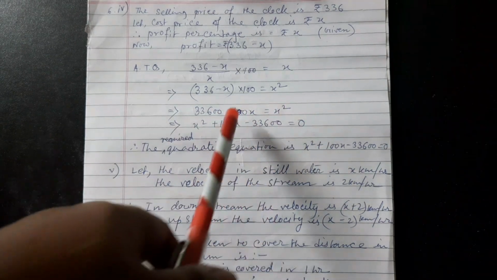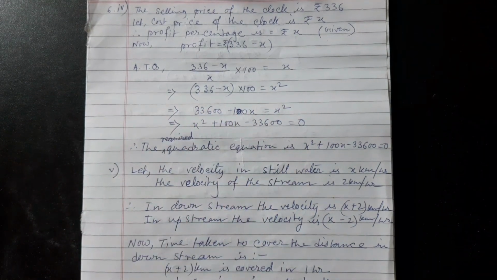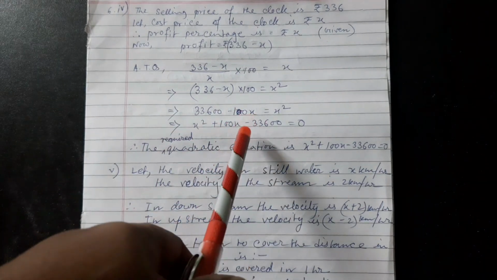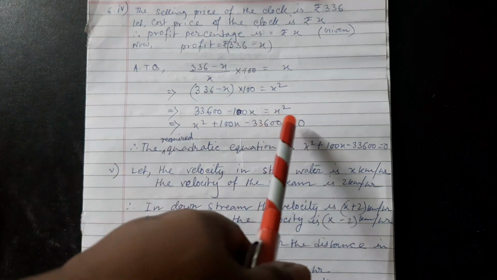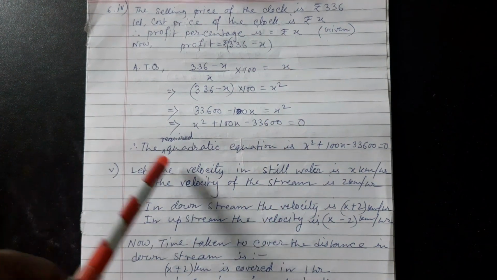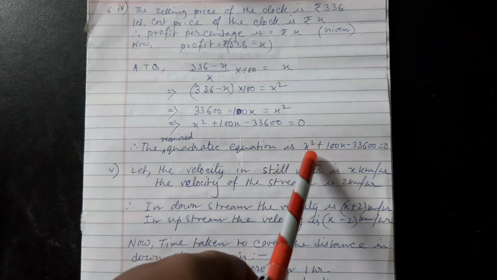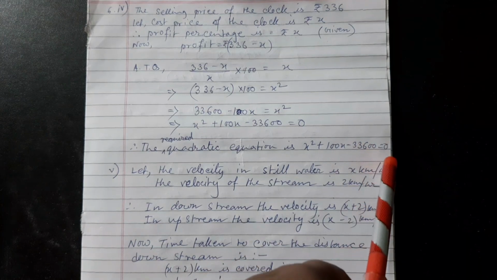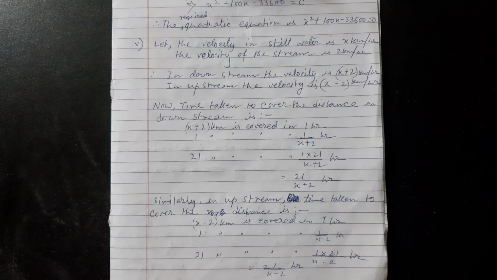Now arrange all the terms on one side and we will get the final equation, that is x square plus 100x minus 33,600 is equal to 0. So the required quadratic equation is x square plus 100x minus 33,600 equal to 0. Now the next sum.